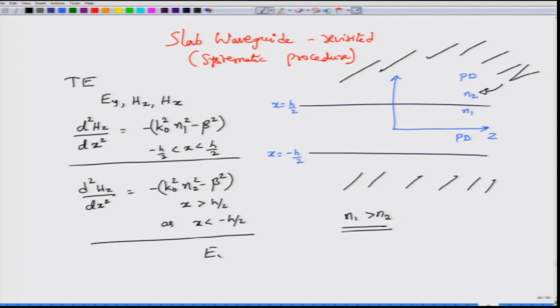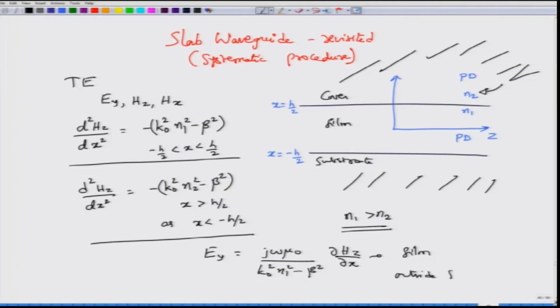So, Ey is given by j omega mu naught divided by k0 square n1 square minus beta square, del Hz by del x, okay, as long as you are within the film. So, let me write down this one. This is film, this is cover, and this is the substrate. So, inside the film you have k0 square n1 square. Outside of the film, whether we are talking about substrate or the cover, you have to replace k0 square n1 square by k0 square n2 square. Okay. So, this is our equations that we have.